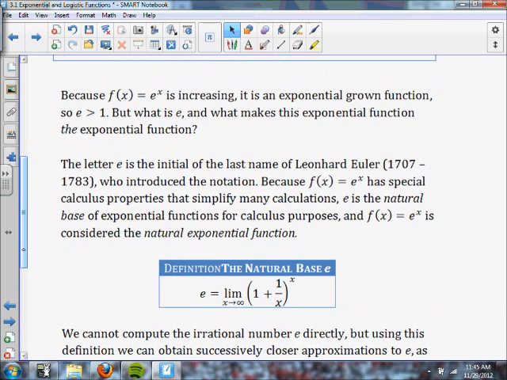Now again, because f of x is increasing, it's an exponential growth function, so e has to be greater than 0. But really, what is e and what makes it the exponential function? That's why we call it the exponential function. Now, the letter e is the initial of the last name of Leonhard Euler, who introduced the notation. Because f of x equals e to the x has special calculus properties, e is the natural base of the exponential functions for calculus purposes.